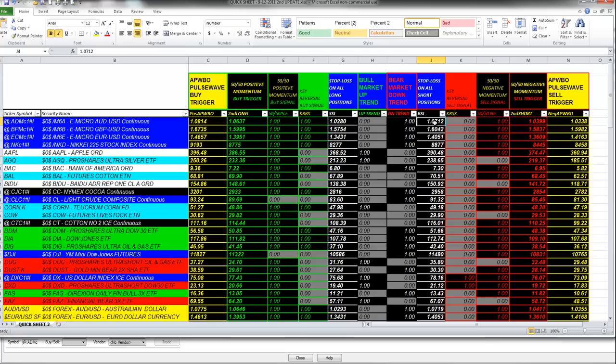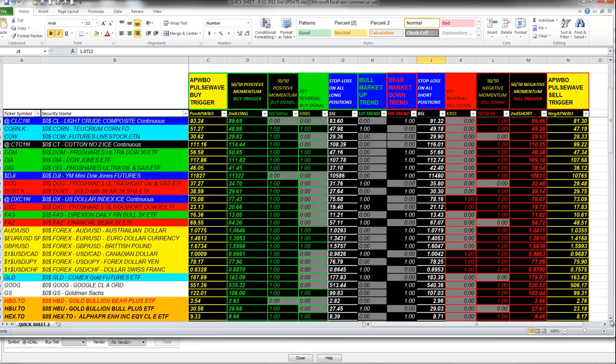And we'll talk more about that in some upcoming videos. But for now, this is just an introduction with some basic tips on how to read the chart, how to read the sheet. All right, let's look at another example here. Let's take a look at the financial sector, the FAZ, F-A-Z.